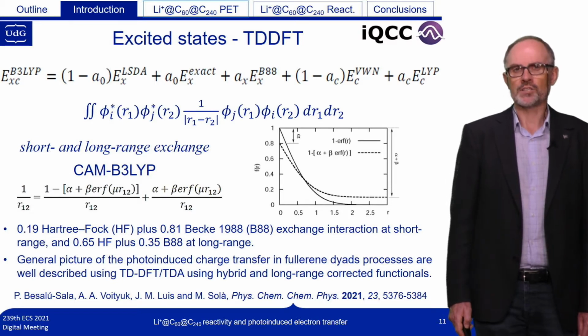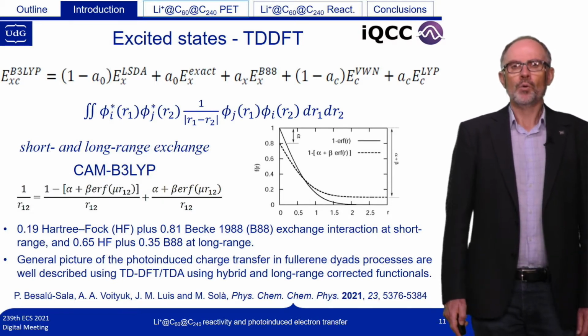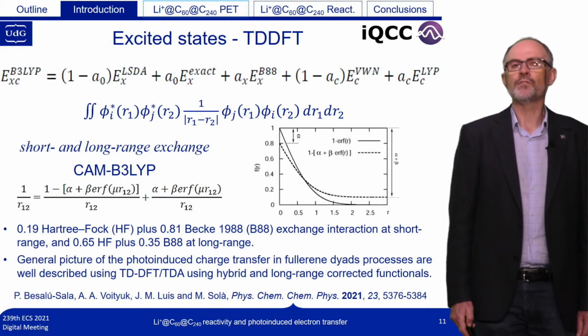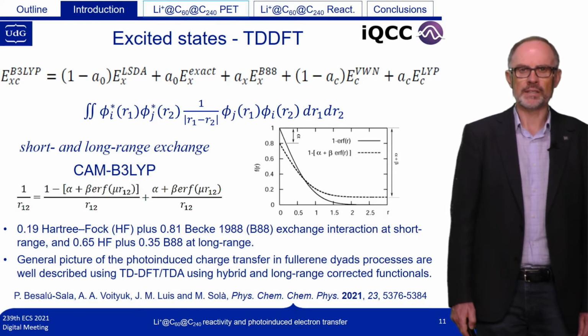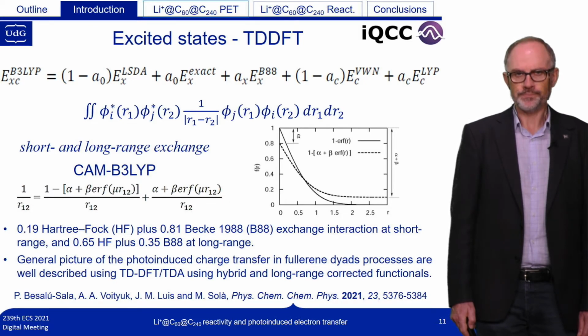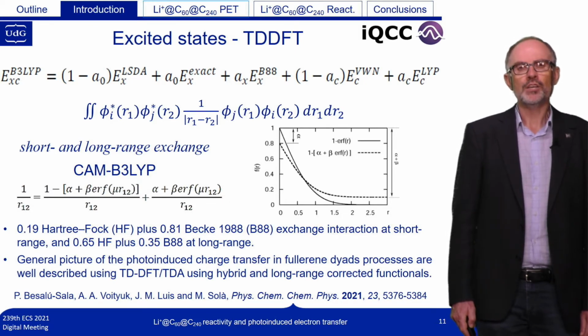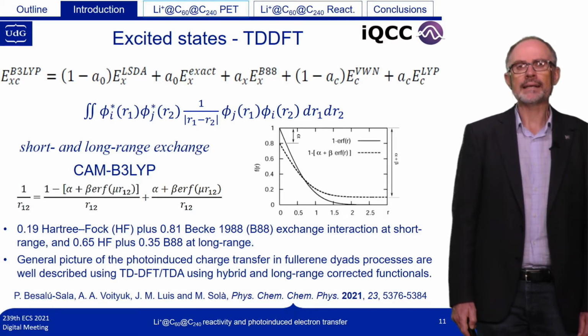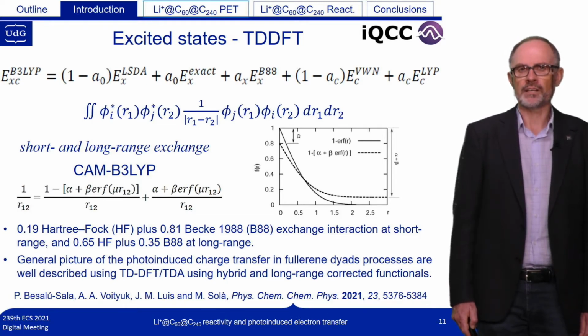By comparing with experimental data, we have recently proved in this Physical Chemistry Chemical Physics paper that the general picture of the photoinduced charge transfer processes in fullerene diodes is well described by time-dependent density functional theory using hybrid and long-range corrected functionals like CAM-B3LYP, which contains 90% of Hartree-Fock exchange at short range and 65% of Hartree-Fock exchange at long range.